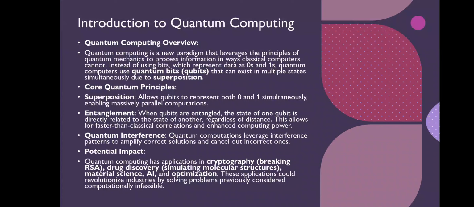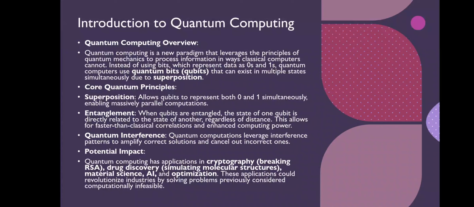Core quantum principles. Superposition. Superposition allows qubits to represent both 0 and 1 simultaneously, enabling massively parallel computational possibilities. Entanglement. While qubits are entangled, the state of one qubit is directly related to the state of another qubit, regardless of the distance between those two qubits. This allows for faster than classical correlations and enhanced computing power.